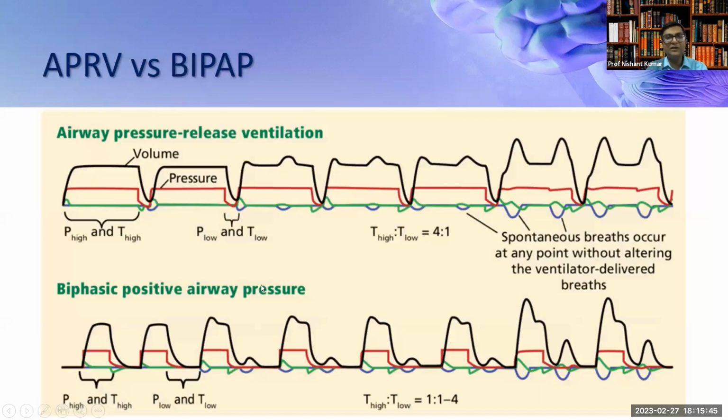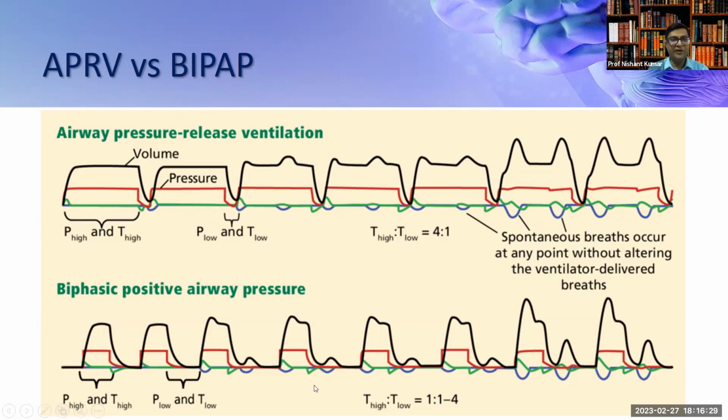How? Now, these are the graphs in APRV and BiPAP. So if you see in APRV, this is P high and T high, and there's a sudden release. So this small part is the P low and T low, right? This is the pressure graph, this is the volume graph, and the spontaneous breaths can occur at any point inside the cycle. So the rate will depend on the ratio of T high to T low, and if the patient wants to take spontaneous breaths, they can occur at any point without altering the ventilator delivered breaths.